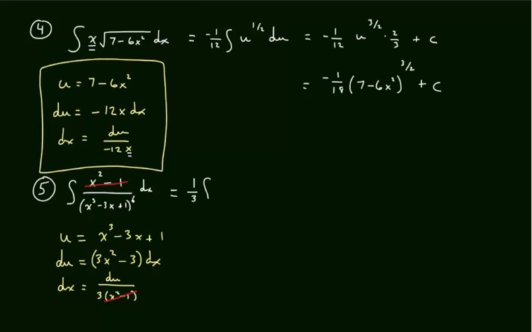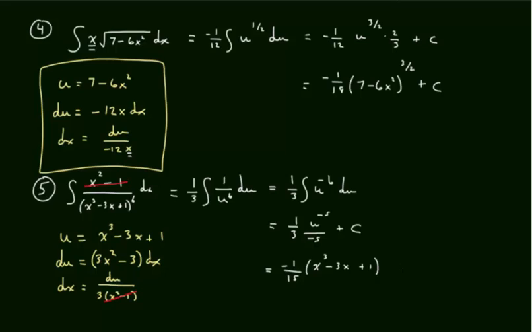That number is 1/3 times the integral. So this is going to be 1 over u to the power of 6 du. Good old-fashioned reverse power rule. So let's first write this as u to the negative 6th du. And we have 1/3 u to the negative 5th over negative 5 plus c. I'll write as negative 1 over 15 quantity x cubed minus 3x plus 1 to the power of negative 5 plus c.